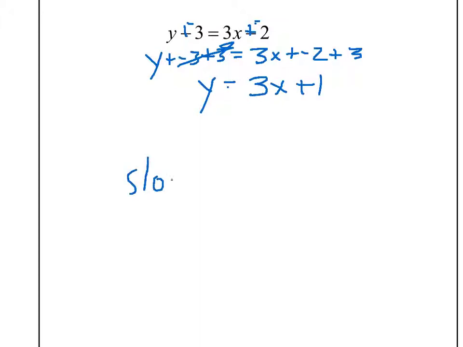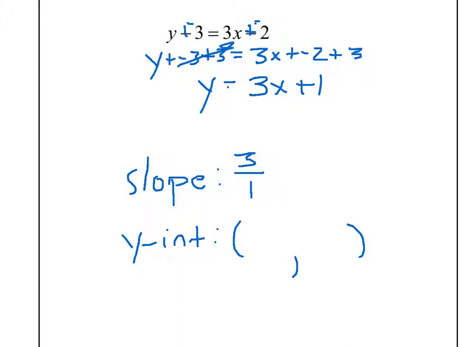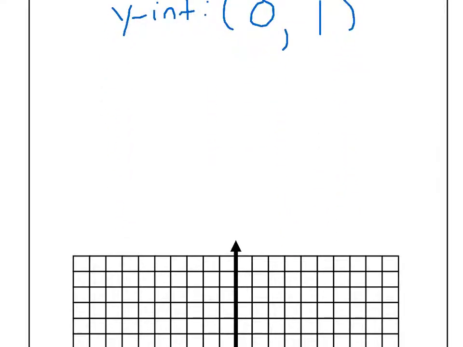What's our slope? Dak, what's our slope? And our y-intercept in coordinate pair form? Jeremiah? 0, 1. Now all you've got to do is come down and graph. Coming to my y-intercept, 0, 1. Slope, rise 3, run 1. Rise 3, run 1.